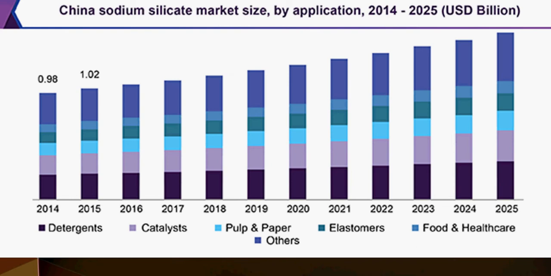This figure shows how the sodium silicate market is growing in China, and these values are in US dollars. Actually, you cannot see the prices here, but you can see the trend between 2014 and 2025. These markets include detergent, catalyst, pulp and paper, elastomers, food and healthcare, and others.